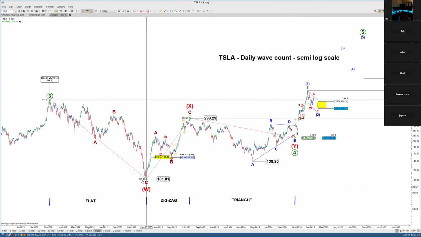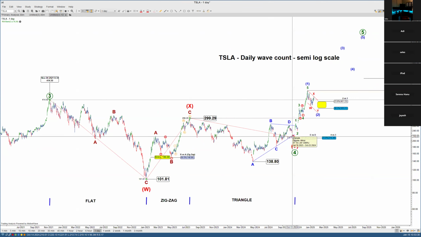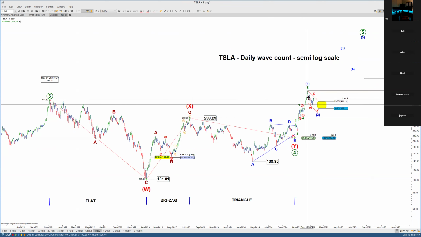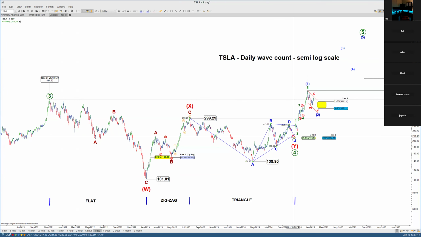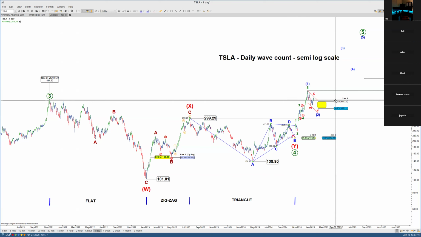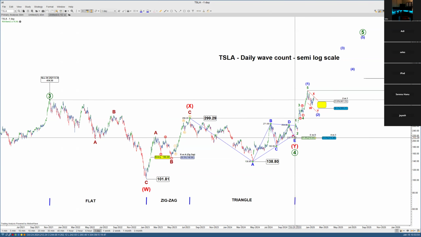You have a flat here in W. Here's your X. Here's your triangulation in Y. And from here, we took off. There's no other way that you can count 5 to 1 to make a count. It's not going to work. The low is here at 212. I laid this thing down a couple months ago as well, which is how this thing ripped to the upside.